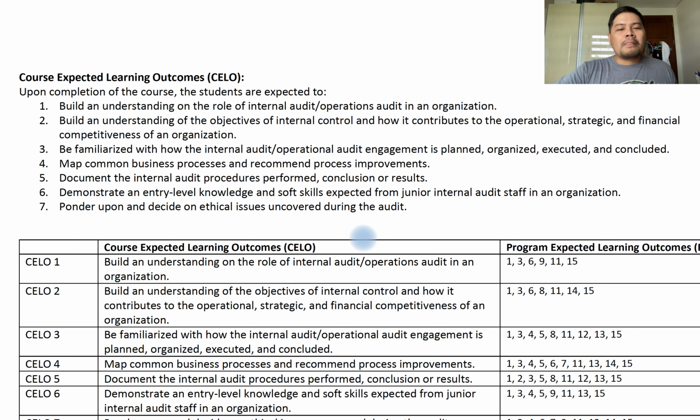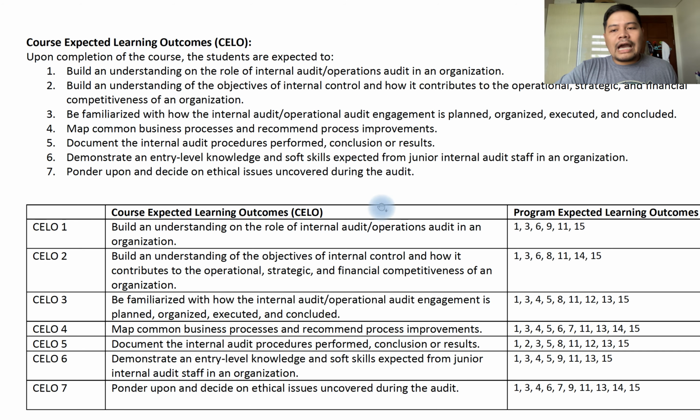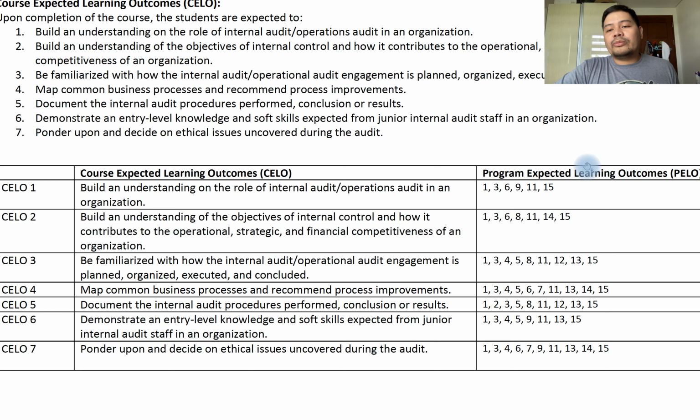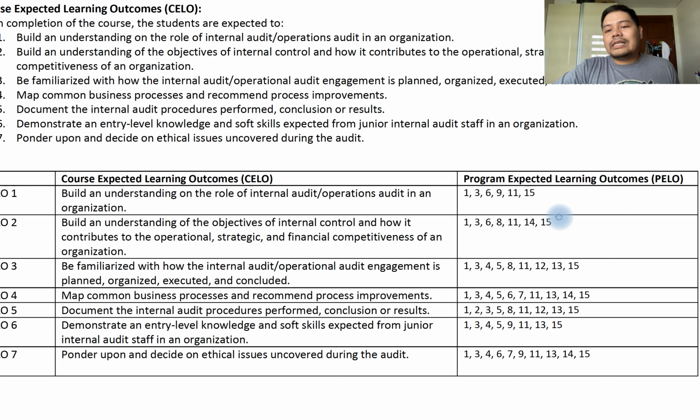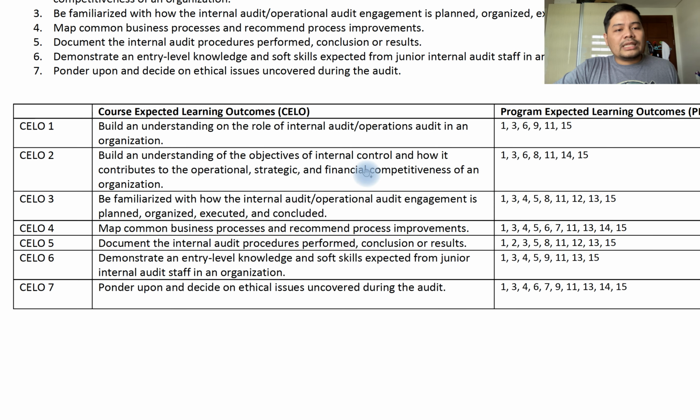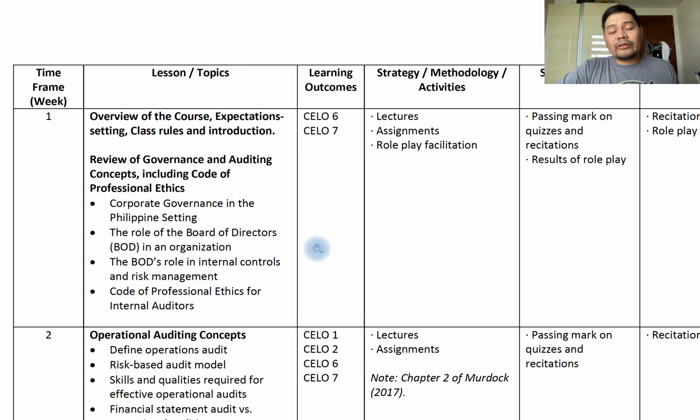Okay, sige. Now, in this table, we have here the PELO na nakamap kay SELO. Of course, with the PELO, ano ba yung as a graduate of BS Accountancy and IA degree, ano yung connect na with the SELO? So, nakamap siya diyan. With SELO 1, SELO 2, ayan, inisa-isa yung mga PELO. Okay? And through the SELOs, sa next page natin, yung learning outcomes natin, particularly on this course, inisa-isa din natin or minap din natin sa mga topics within this course, the operations auditing.